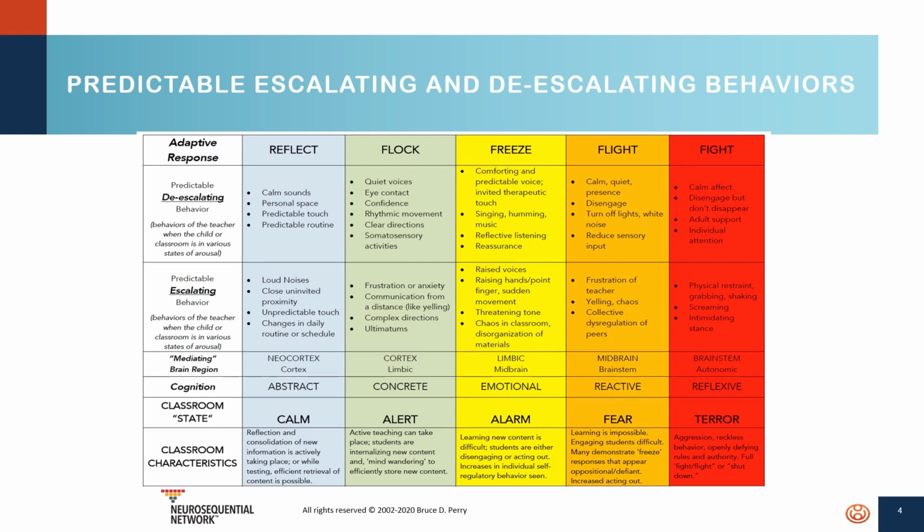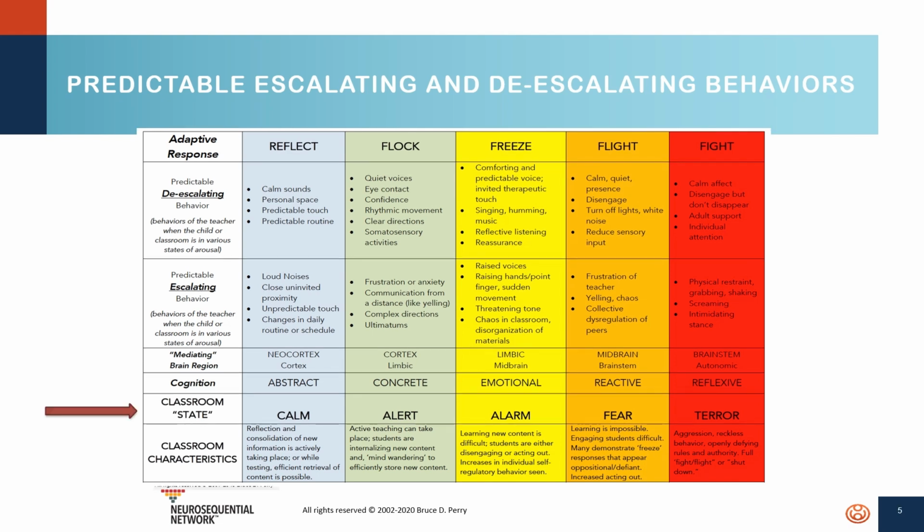Let's start with the row of states across the bottom. It lists a spectrum of possible emotional states that a child could be in, from calm to terror. The top rows show the adaptive response to each state. For instance, for a child who is fearful, flight is an adaptive response.